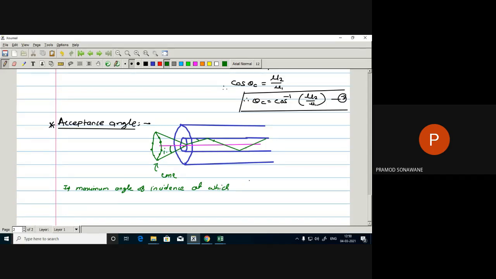It is the maximum angle of incidence at which, बोलिए, at which what happens? Total internal reflection. Light can travel and suffers the multiple TIR. Got it? So this is what the acceptance angle is.